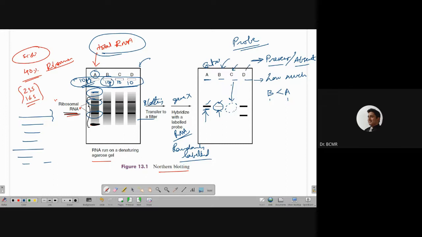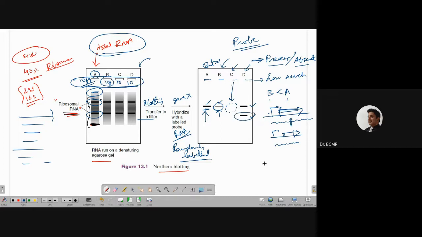And in sample D, you have two bands. What does that say? It says that probably you have two different copies of the gene, one of which is a truncated version. So one of them is producing a larger mRNA and the other is producing a shorter mRNA. It could also mean that some of the mRNA is degraded, and because of which a band is coming.